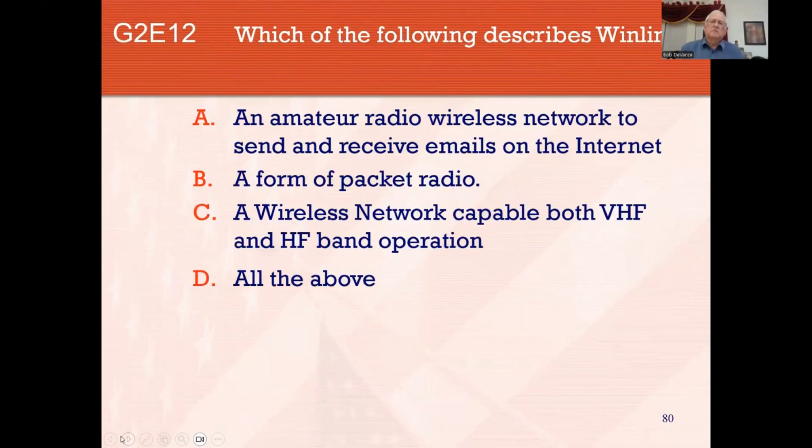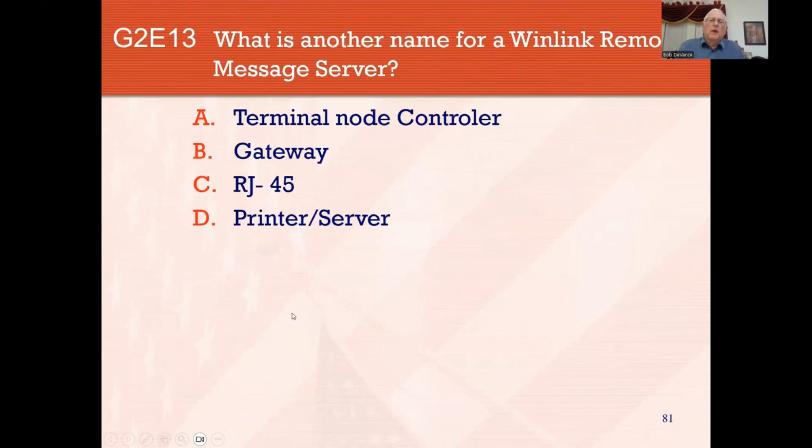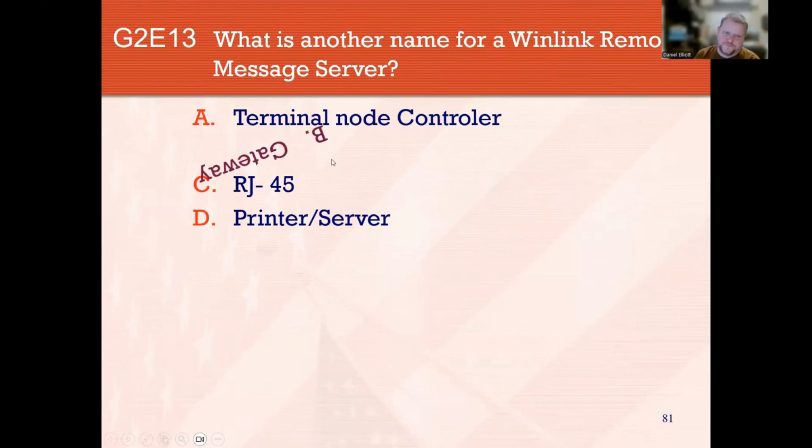Winlink, an amateur radio wireless network to send and receive on the internet. And that's basically what it's doing. Also a form of packet radio because it's sending packets back and forth. A wireless network capable of VHF and HF band. I think you remember I had that one question that talked about VHF and UHF, but it can do both. Okay. Another name for a Winlink remote message server is the gateway.